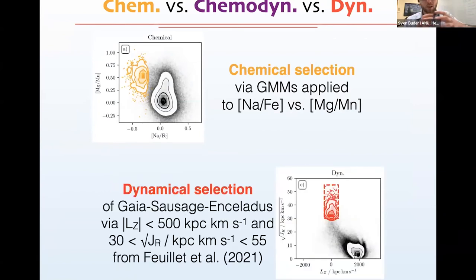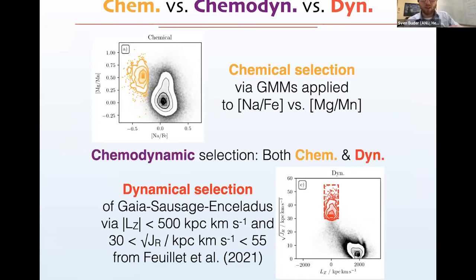And there are a lot of selections available, but I'm concentrating here on the one of the Gaia-Sausage-Enceladus that Diane has provided in her latest paper, where we can do a selection in angular momentum and radial action space. So you see this red box here, and exactly these both coordinates. And what we are interested in is how do the orange and red points actually compare?